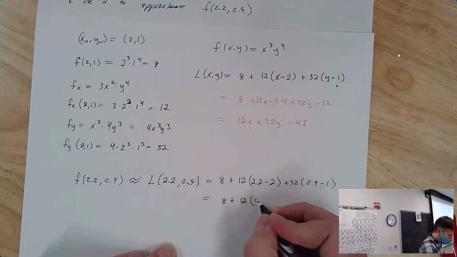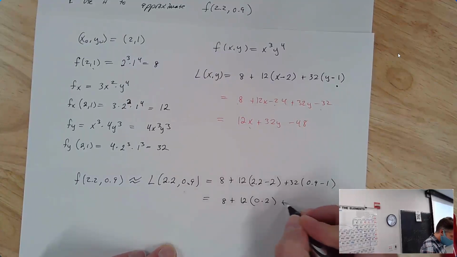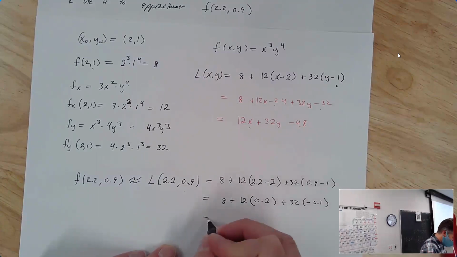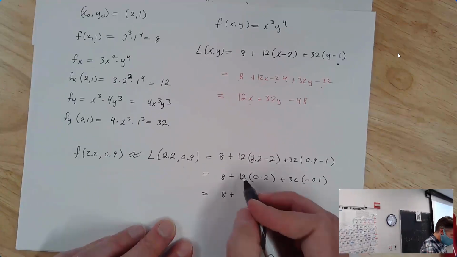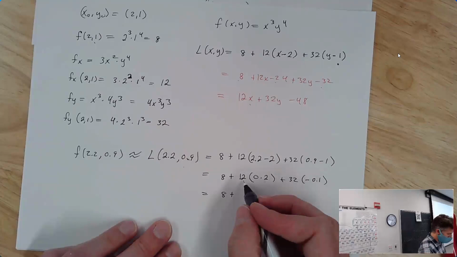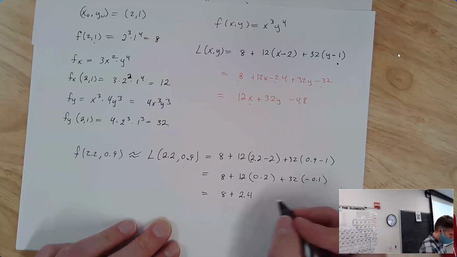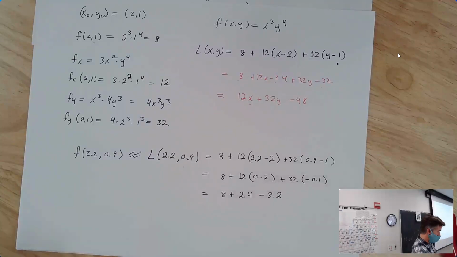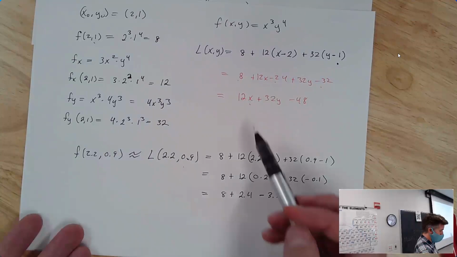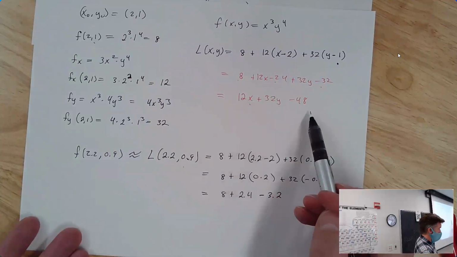2.2 minus 2 is 0.2. And 0.9 minus 1 is negative 0.1. So I end up with 8 plus 12 times 2 is 24. So 12 times 0.2 is 2.4. And 32 times negative 0.1 is minus 3.2. In my mind, that is way better than plugging those values into this red equation here.